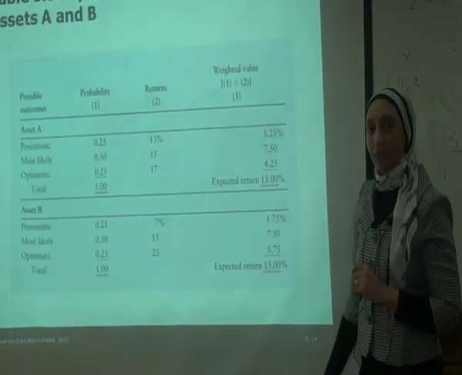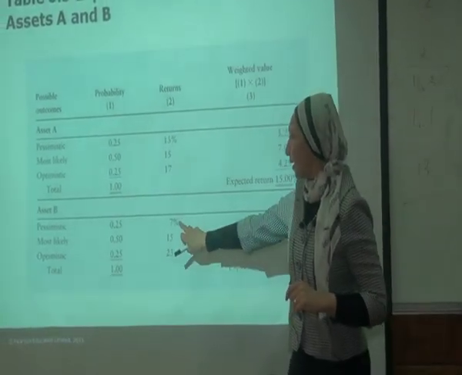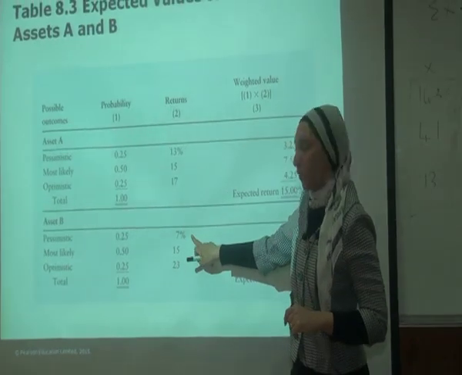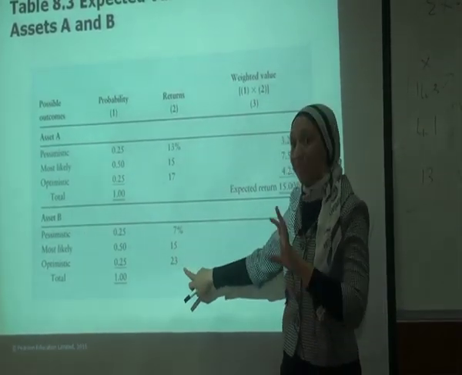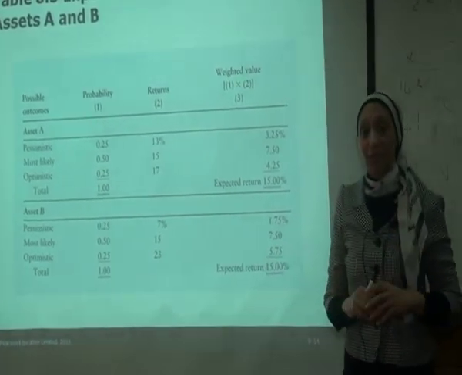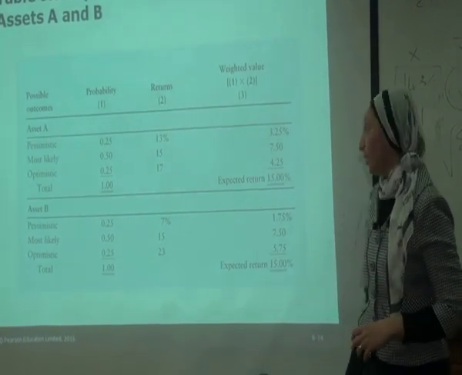What about the second stock? Here the return is 15%. What about stock B? Stock B, its worst case is 7%, the most likely scenario is 15%, and the best case is 23%. Okay?